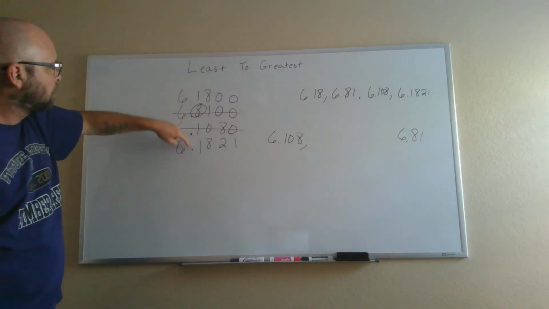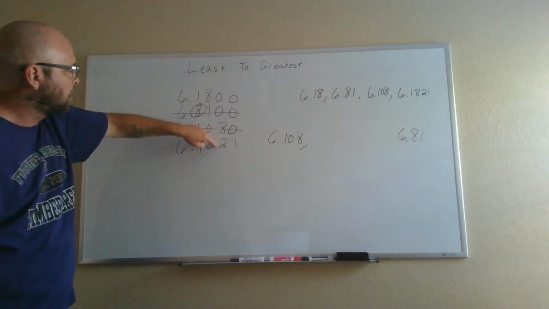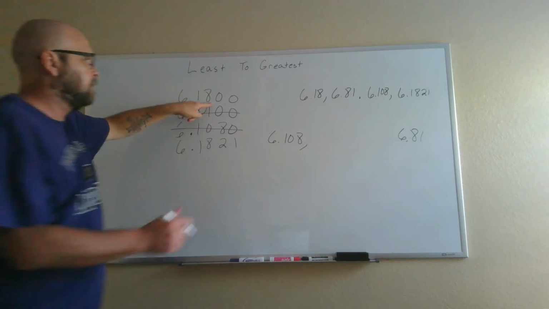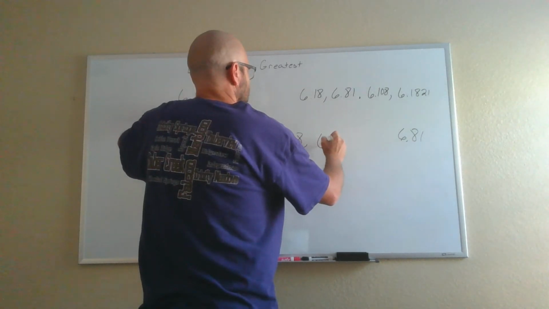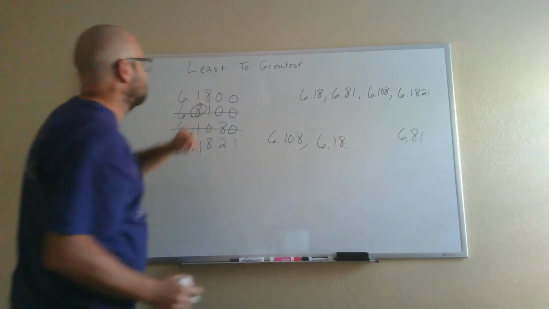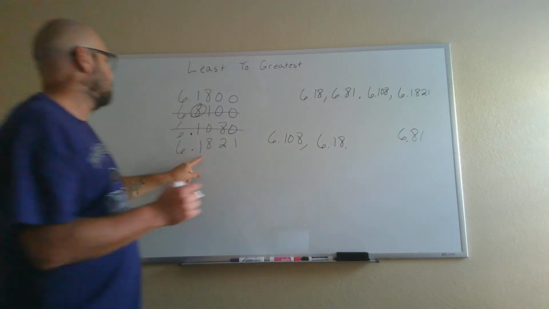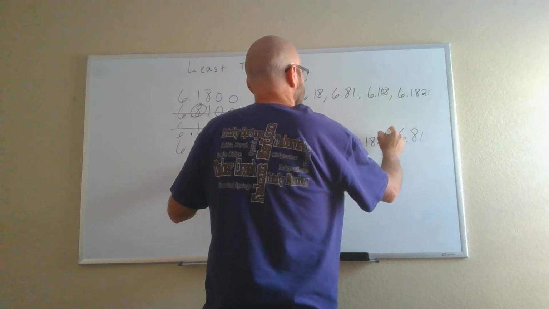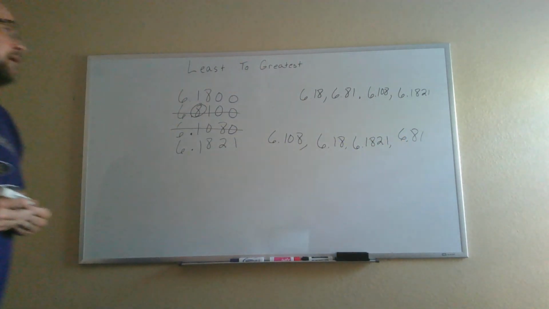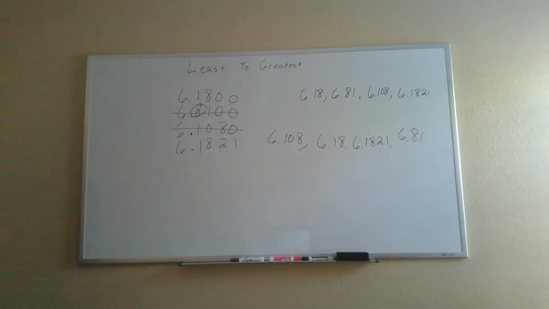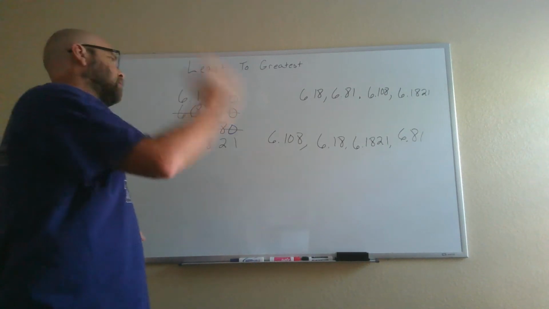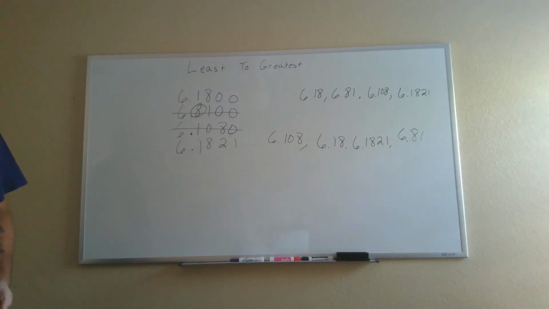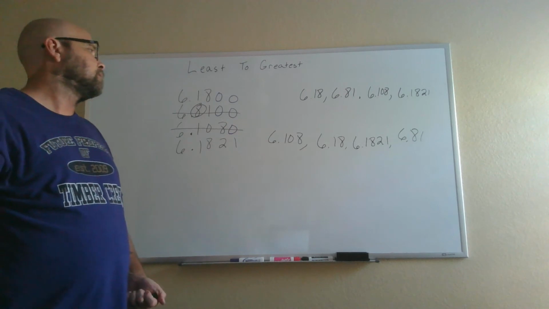So now I have a 1 and a 1, an 8 and an 8, a 0 and a 2. So 6 and 18 hundredths is my next smallest. And 6.1821 is my third. And the biggest is 6 and 81 hundredths.